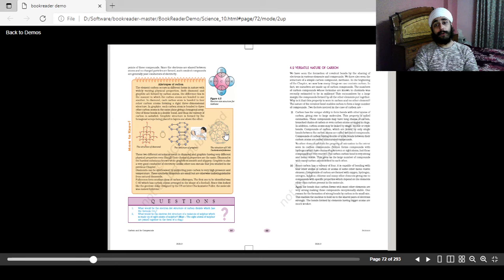Mark these lines. These compounds may have a long chain of carbon, a branched chain of carbon, and even carbon atoms arranged in rings. In addition, carbon atoms may be linked by single, double, or triple bonds.